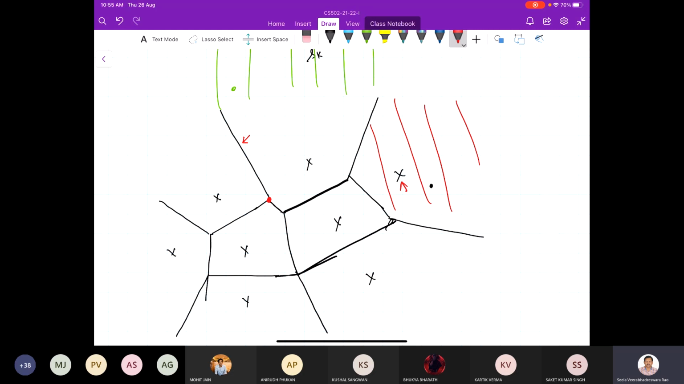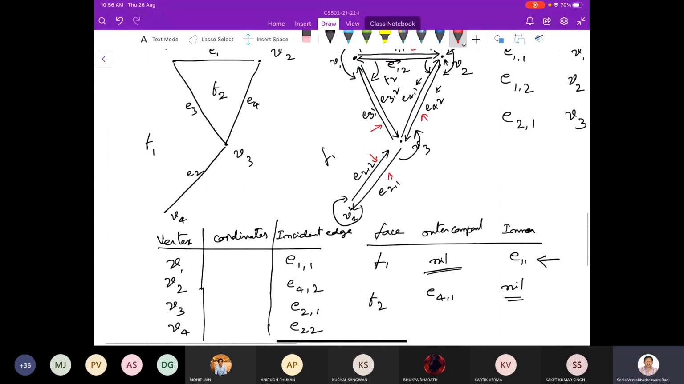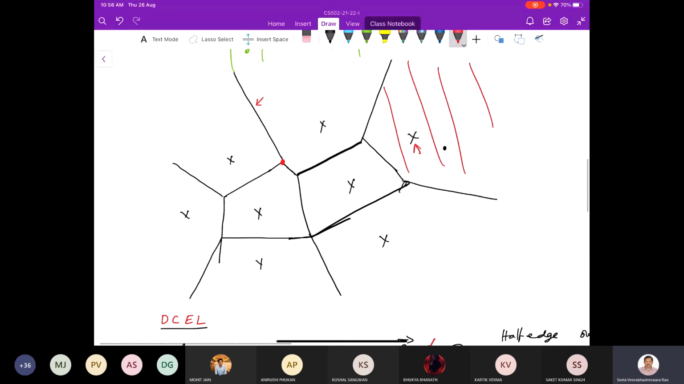Did I answer your question? Yes, sir. It's clear. Okay, so this is the data structure useful to represent a planar embedded graph. And when you discuss the algorithm for constructing the Voronoi diagram, this algorithm is supposed to output the doubly connected edge list of this Voronoi diagram.